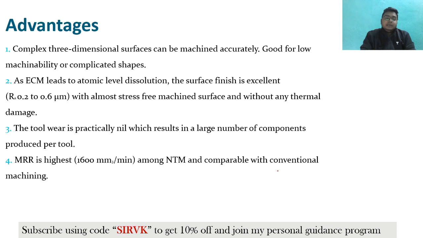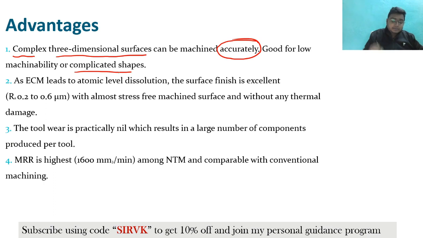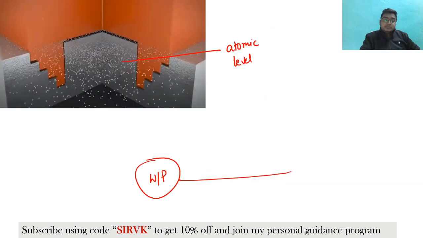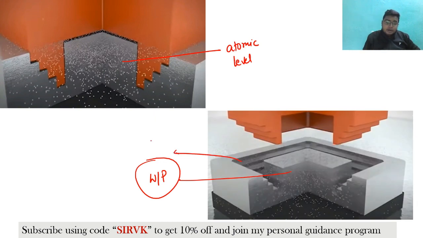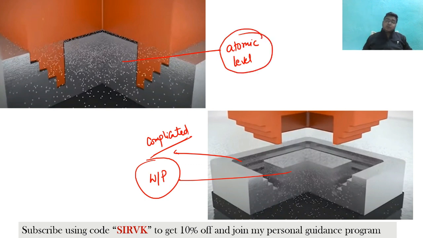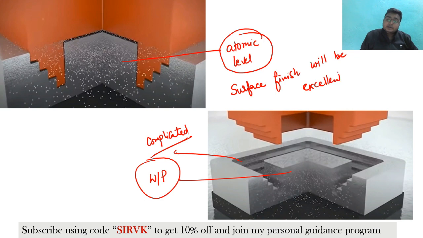Now see here, what are the advantages we are going to get from this ECM process? Fine. So basically we can make complex three-dimensional surfaces, and that too very accurately, okay. Good for low machinability materials and complicated shapes. So see here, we have seen that, right, if you want to make complicated shapes like this, suppose this is a very complicated shape, definitely you can go for this process. And one more thing that we have seen: since this process is happening at the atomic level, what we can conclude from here is that surface roughness is low, so surface finish will be excellent. Excellent surface finish we will get in this. Fine.